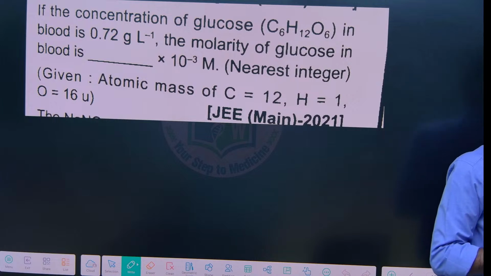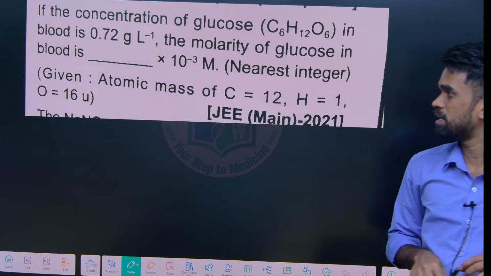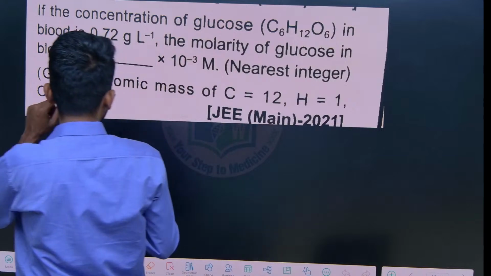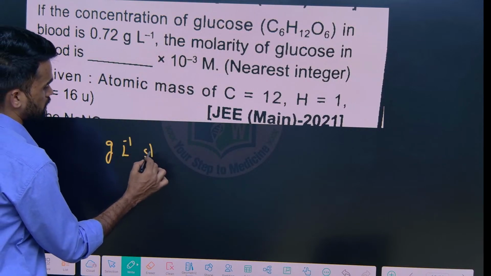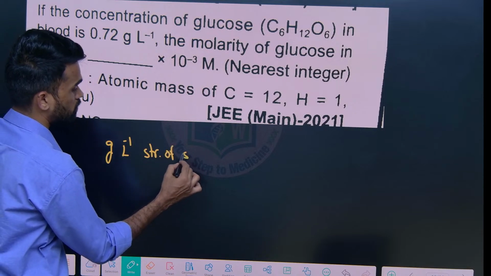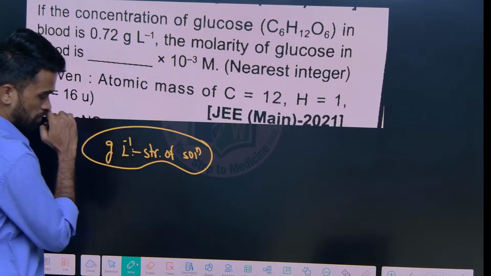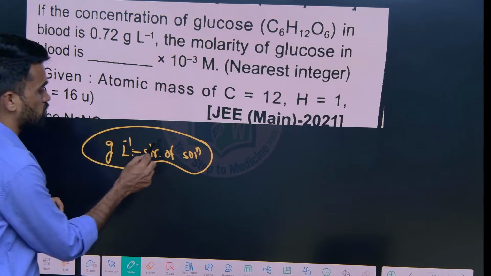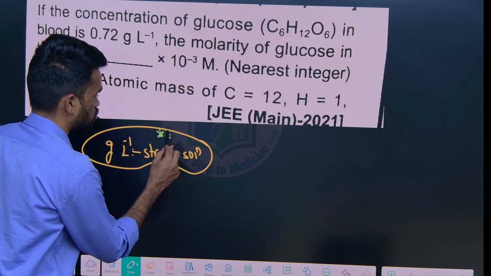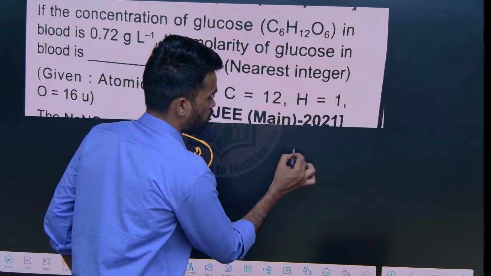If the concentration of glucose in blood is 0.72 gram per liter, the molarity of glucose in the blood is... See, whenever it is expressed as gram per liter, this is called strength of solution. What is the strength of solution? See, this is one of the important terms. Most of the students will skip this term, but nowadays the examiner is focusing questions on the strength of solution mostly from concentration terms. Okay, now we have molarity.